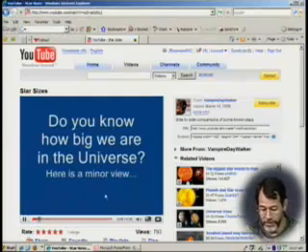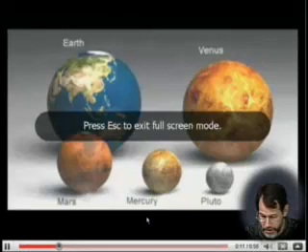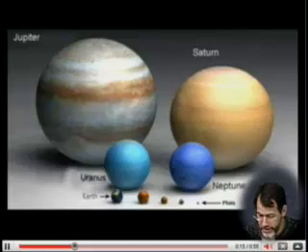So do you know how big the universe is? Here is a minor view. I don't know if I can make this the whole screen. Let's try. Yes. I hadn't turned the music down before, so I don't know.